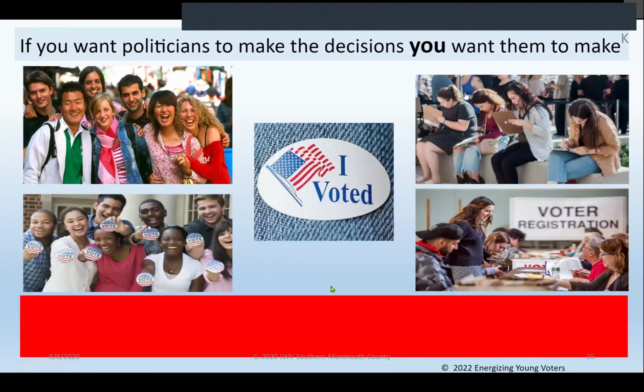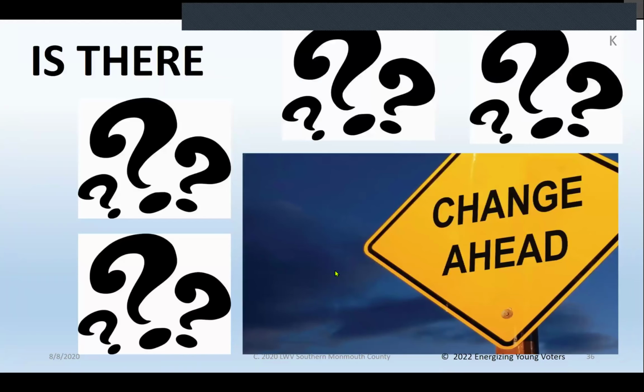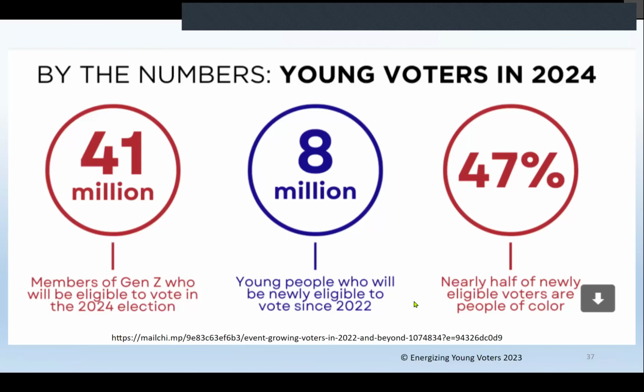So voter turnout turns out to be a really big deal. And you young people, if you want politicians to make the decisions that you want them to make for your future, you've got to get involved. You've got to elect people who reflect your values. So is there change ahead? And the answer to that is perhaps. Because look at these numbers.